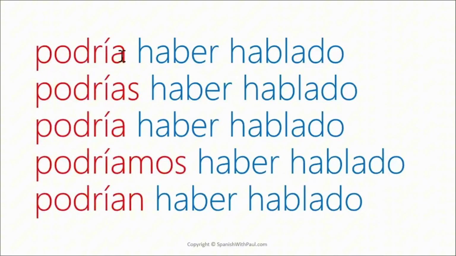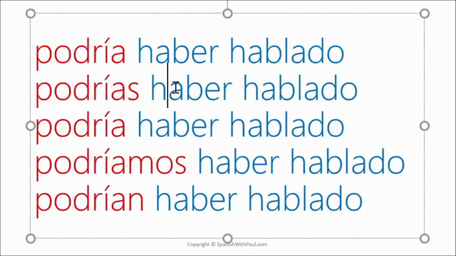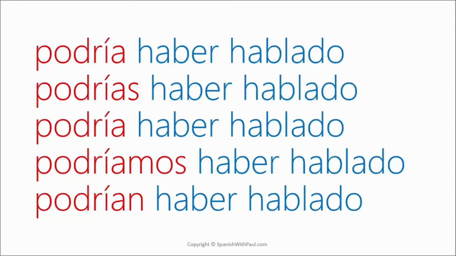So in the first one, podría haber hablado, I could have spoken. Podrías haber hablado, you could have spoken. Here we have the you could with podrías, have with haber, spoken, hablado. The next one would be for he, she, and it. It's the same as I. And then podríamos haber hablado, we could have spoken. Finally, podrían haber hablado, they could have spoken. So all the other angles are achieved by simply conjugating that sound of podría.